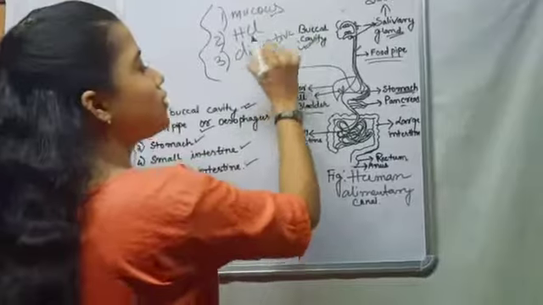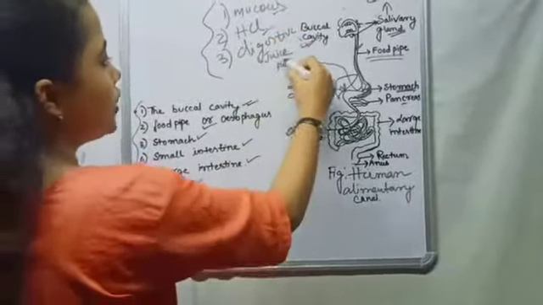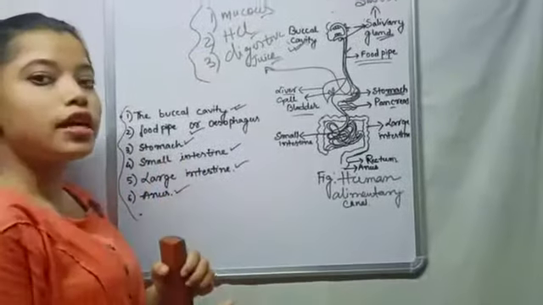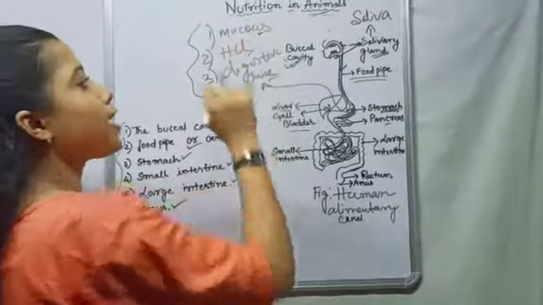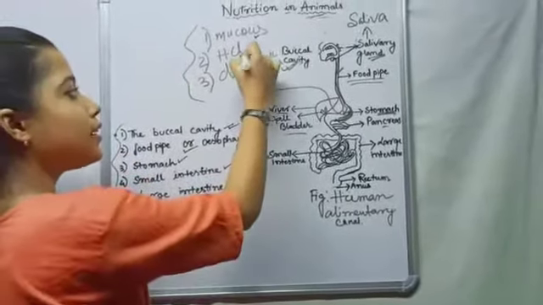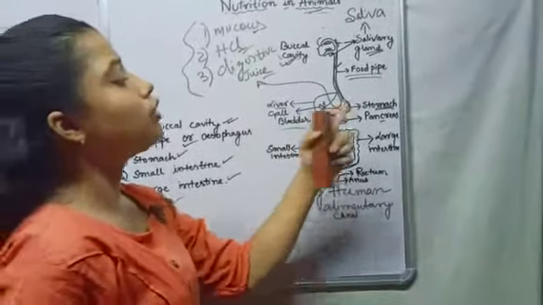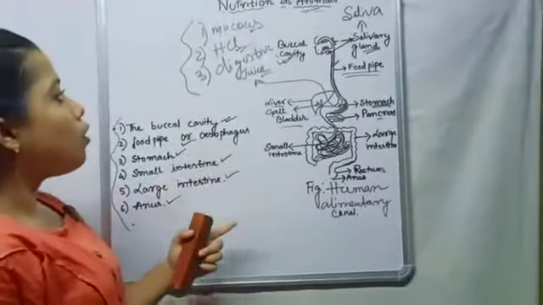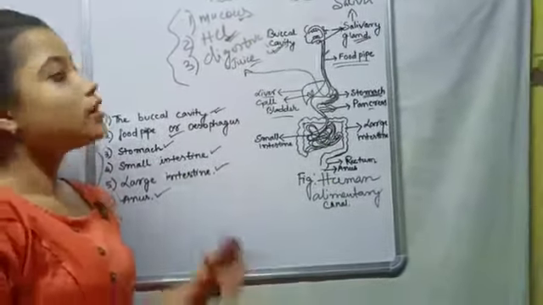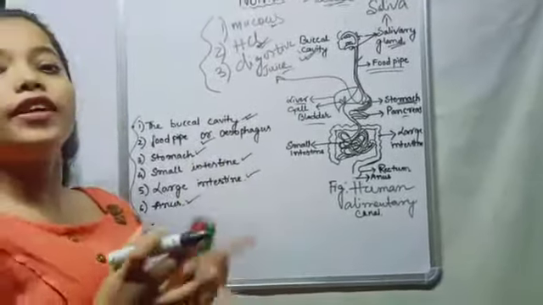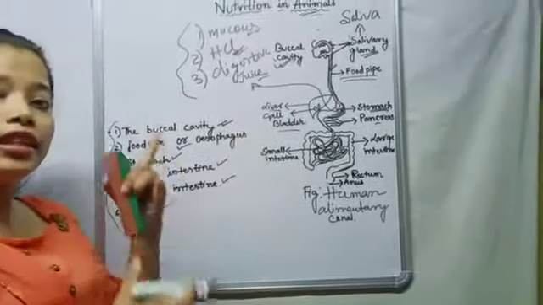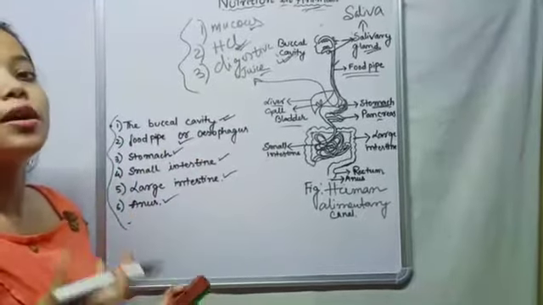Number one, mucus. Number two, HCl. Number three, digestive juice. Now, mucus doesn't play a direct role in the process of digestion. It generally acts as a protective layer of the stomach so that the HCl cannot act directly on the lining of the stomach. Now, what is HCl? HCl is hydrochloric acid. Now you can see acid is a very harsh substance. So once it comes into contact with the lining of the stomach, it will generally cause a burn.